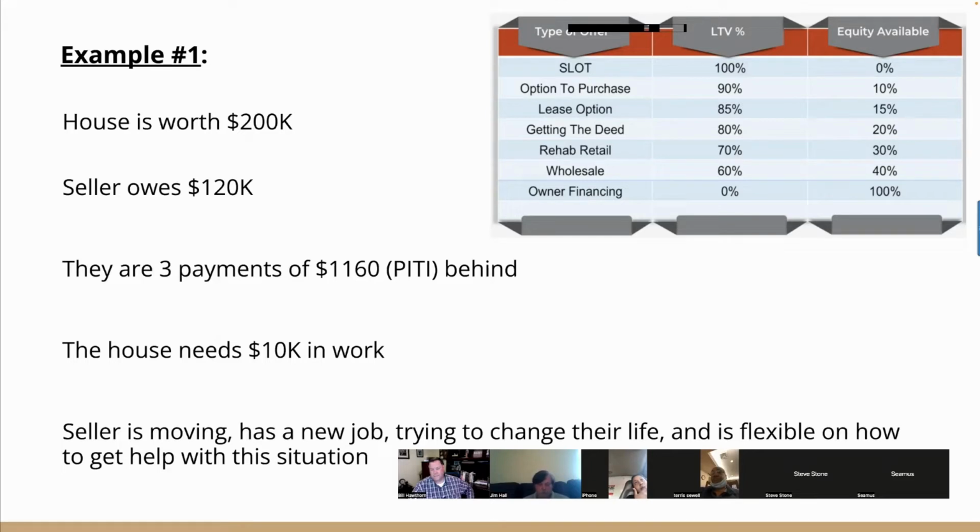Yes. So we know we could do a wholesale deal, right? We could sign a contract with them, agreed? And we could go sell it to somebody else and make $5,000, right? Yeah. But what do you think the best deal is here? What's the best deal for you? Which one would you think? Probably option to purchase. I think lease option.